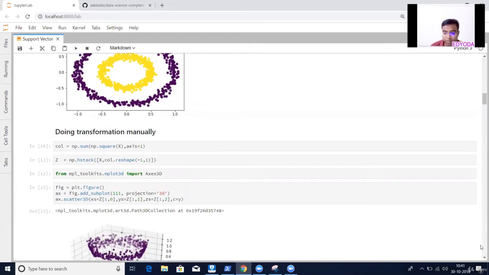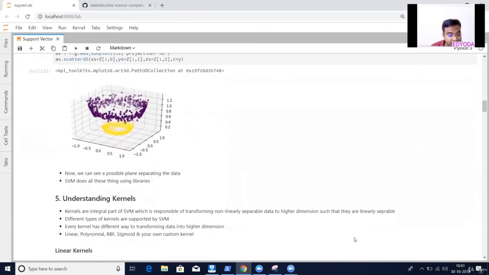So if we try to plot the 3D data now, you can see that's the height. Now, do you see a line or a plane which can separate this data? Of course, yes. A plane which comes from between these yellow and purple points will separate them out. So this transformation is an additional thing on top of soft margin classifier.